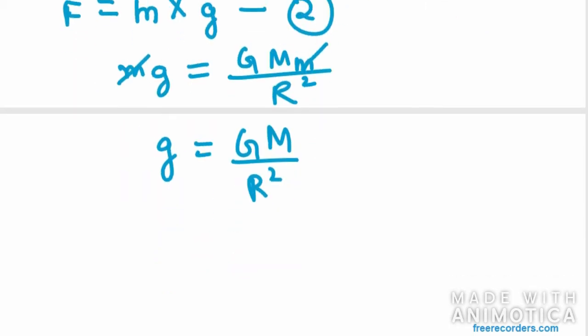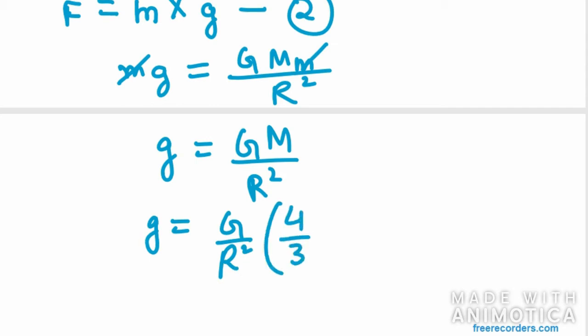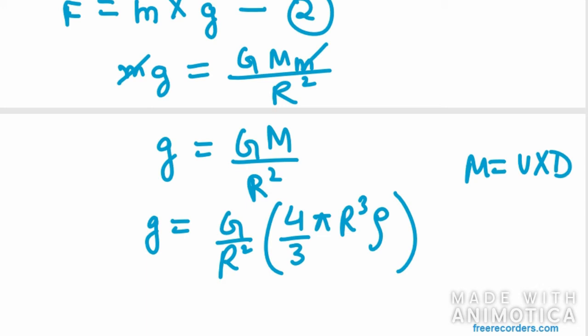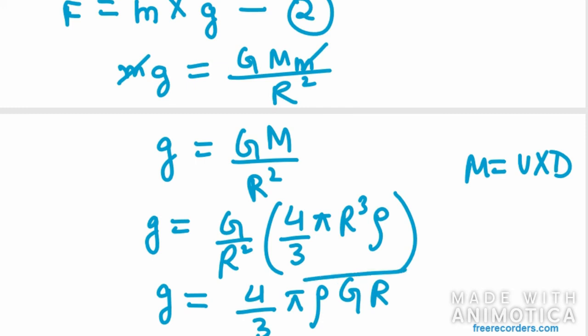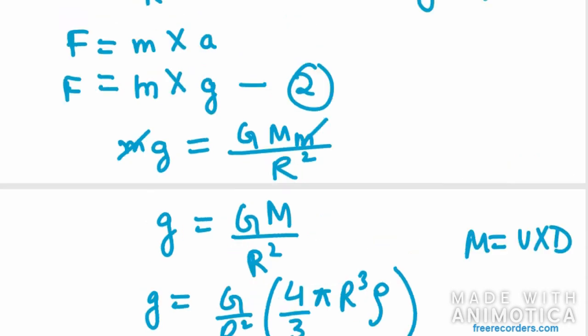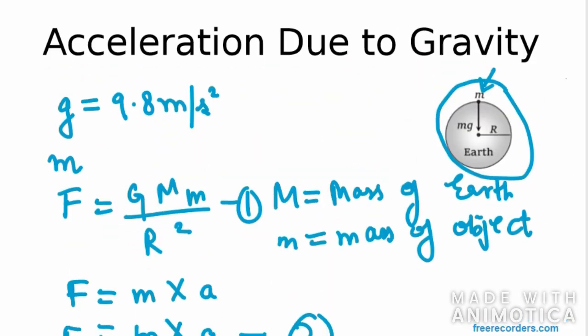Now as you know that the body is a sphere, so the mass is replaced by 4 over 3 pi r cube rho. That is, mass is equal to volume into density. So your formula will be g equal to G times 4 by 3 pi rho R. So this is the gravitational constant under gravity, this is acceleration due to gravity. So that's the end for this part.